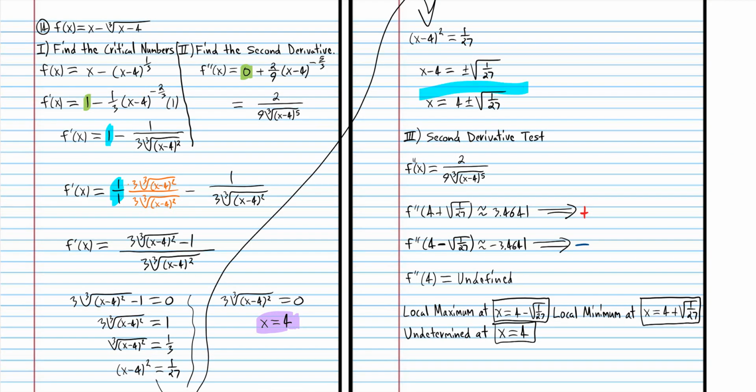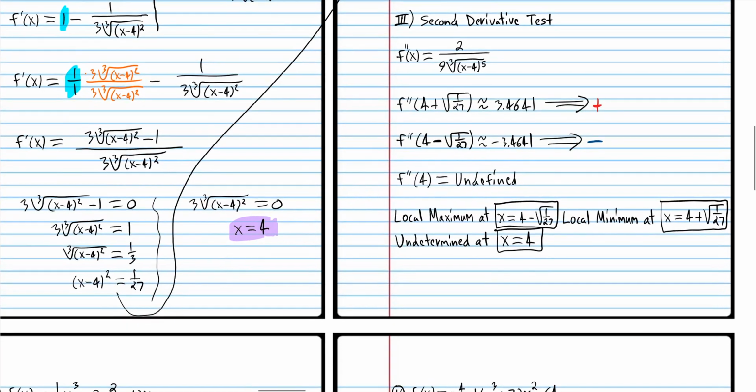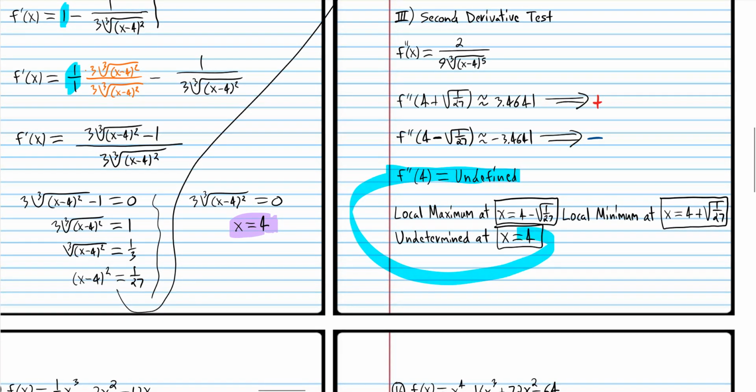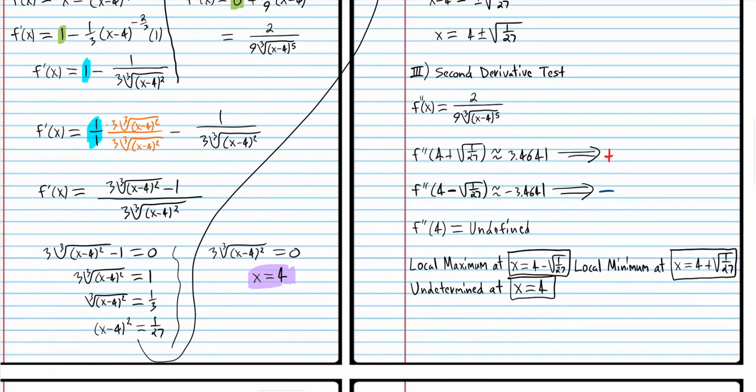So we had these two numbers that were critical numbers, and we tested those in the second derivative function. If we test x equals 4, then obviously the second derivative is undefined, and that leads us to saying that it's undetermined whether or not the function has a maximum or minimum value at x equals 4.